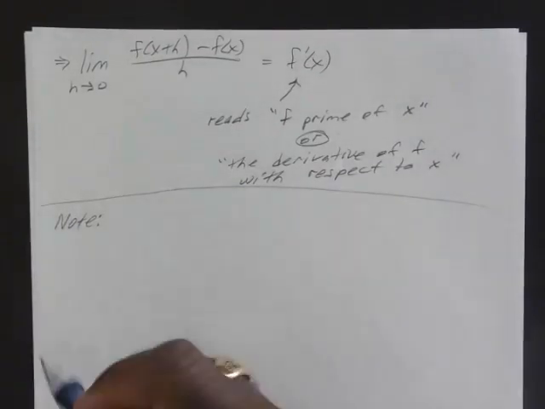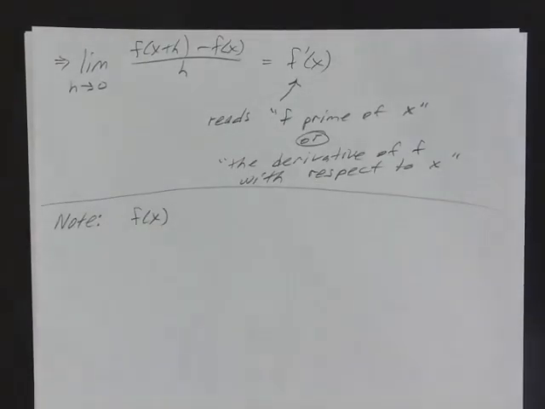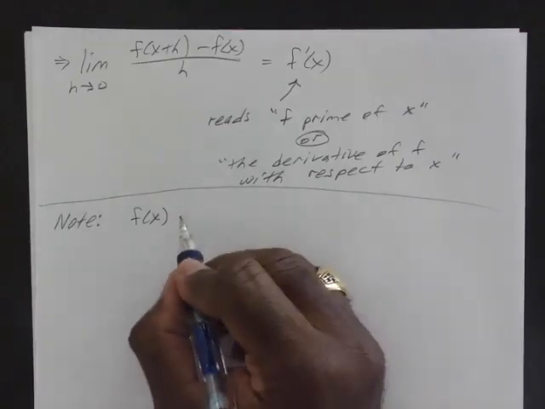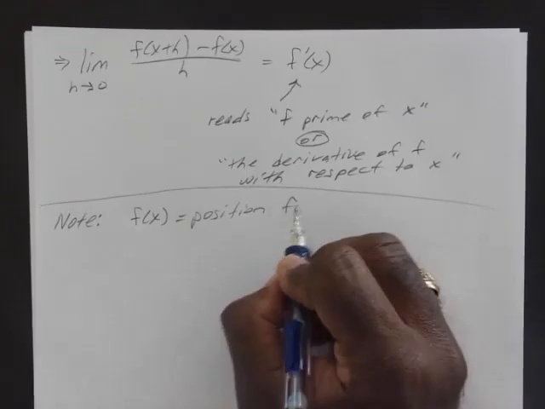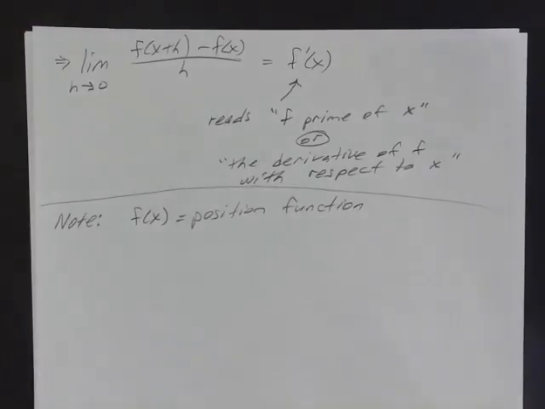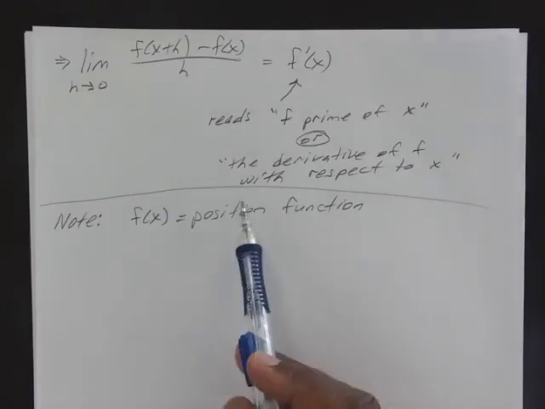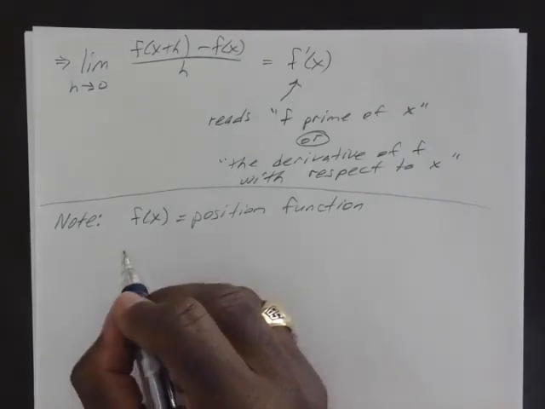Okay, now when we have just a regular function, f of x, we just call that our position function. Because if you have x equals 2 and you plug it into the function, that tells you where on the xy axis that particular point is. So it gives you the position.